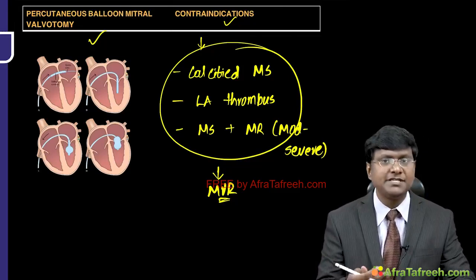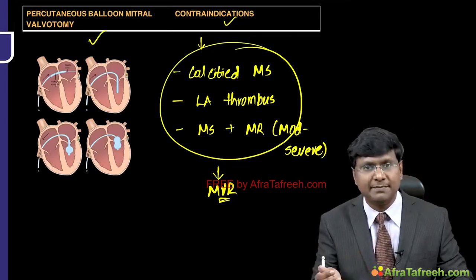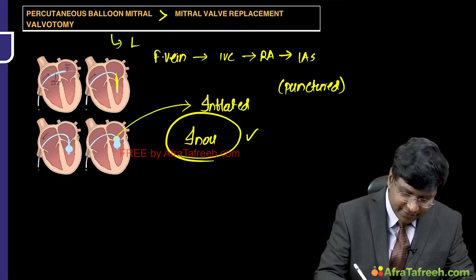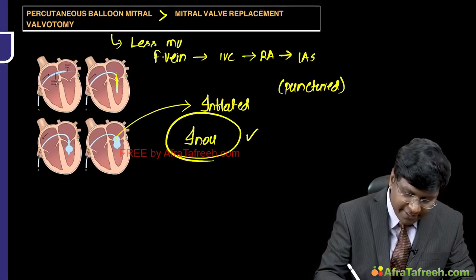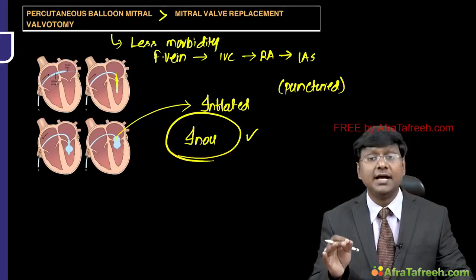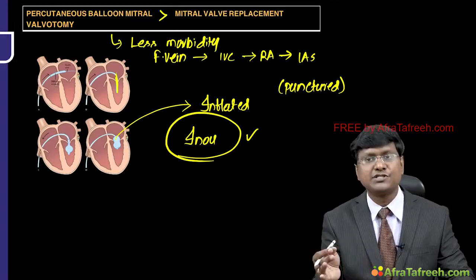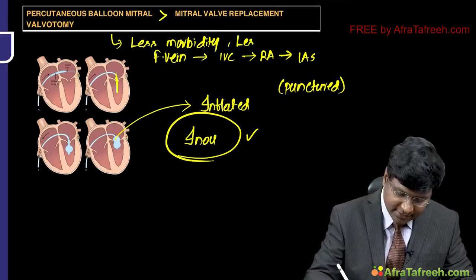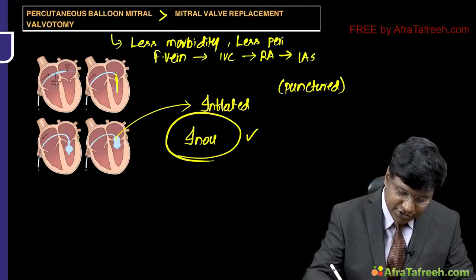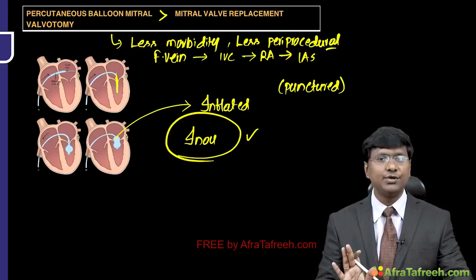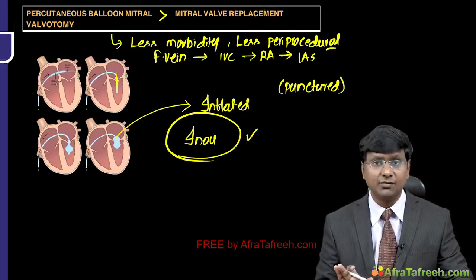Now, why is PBMC more preferred compared to mitral valve replacement? Because PBMC is associated with less morbidity, and it also has a minimal peri-procedural mortality rate. Okay, so that is about your PBMV, percutaneous balloon mitral valvotomy.